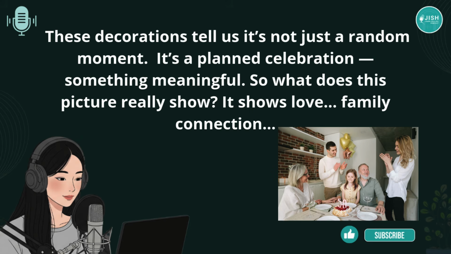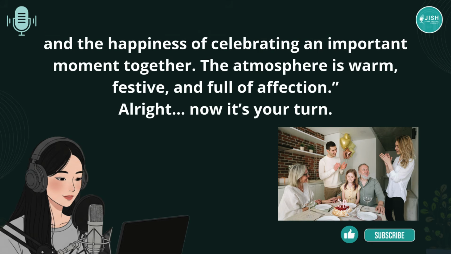So, what does this picture really show? It shows love, family connection, and the happiness of celebrating an important moment together. The atmosphere is warm, festive, and full of affection.